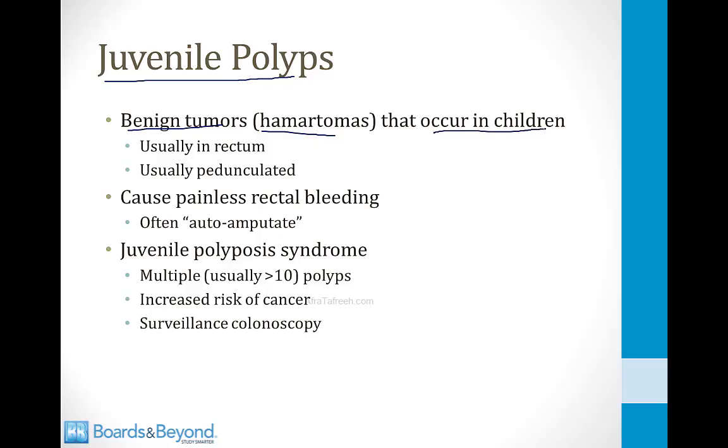And you may know that a hamartoma is a disorganized mass of normal tissue elements, so there's no dysplasia occurring. They usually develop in the rectum and they are usually pedunculated. They can cause painless rectal bleeding. They often auto-amputate, which means they just fall off and begin to bleed, and this can present as bleeding in a child or less commonly in iron deficiency anemia.